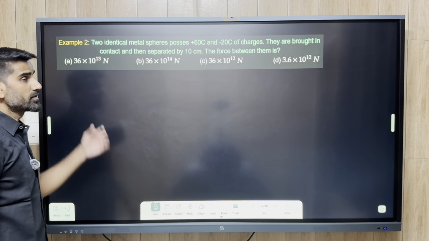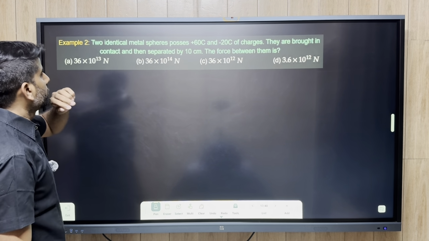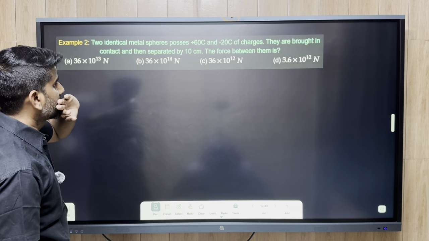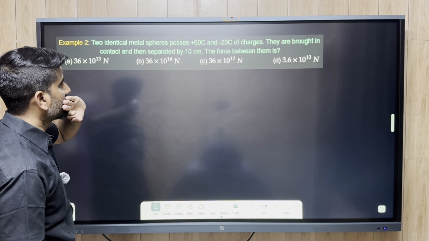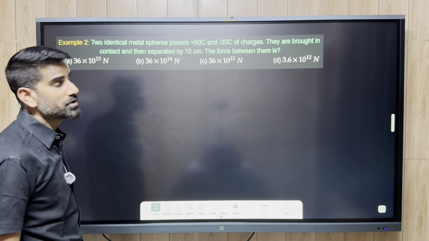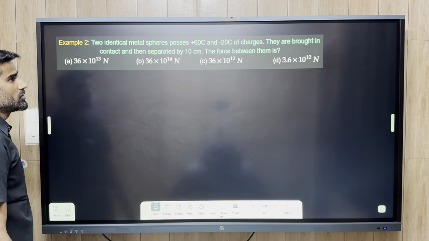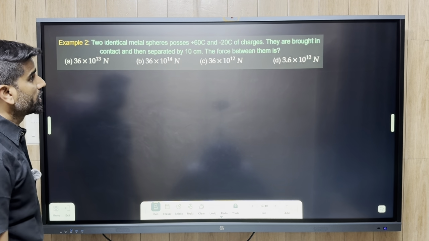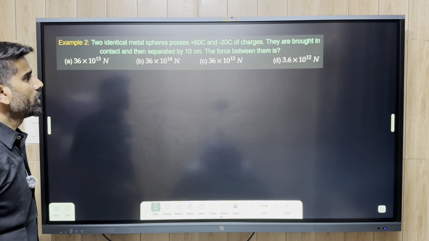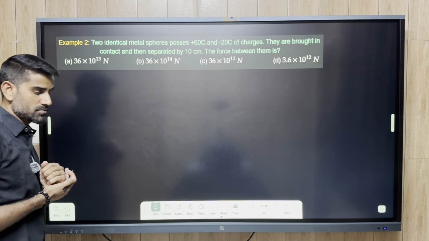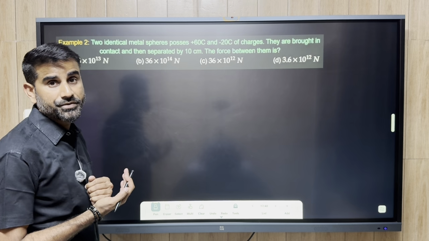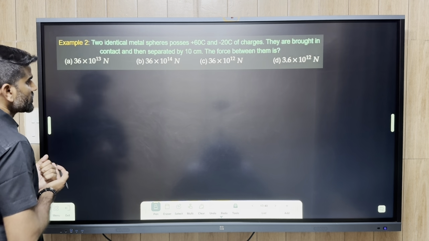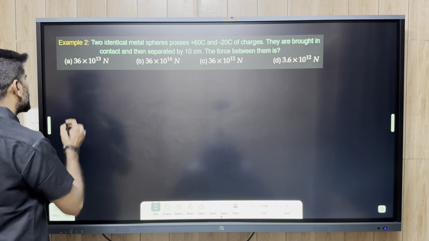Let's understand the question here. Two identical metal spheres possess 60 coulombs and minus 20 coulombs of charge. They are brought in contact and then separated by 10 centimeters. Now we are going to use the conservation of charge, which we have already learned in the first video. So let's use the conservation of charge.